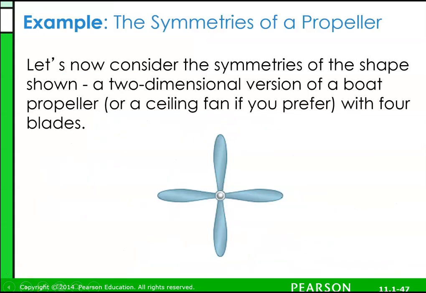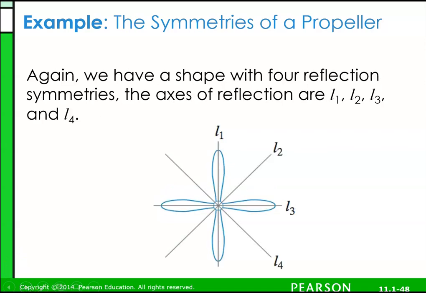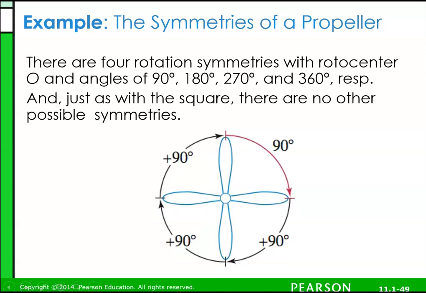Okay, so now let's take a look at a propeller. Let's consider the symmetries of the shape shown. It's a two-dimensional version of a boat propeller or a ceiling fan with 4 blades. Again, we have a shape with 4 reflection symmetries. You can draw those 4 lines, very similar to the square: the vertical and horizontal lines, as well as the diagonals cutting through those blades. Then we also have a 90-degree symmetry. Every time we add 90, we get 90, 180, 270, 360, so we get the rotational symmetries as well.